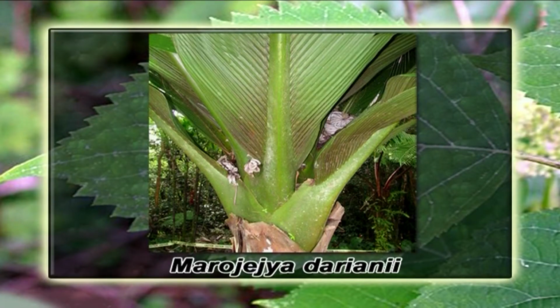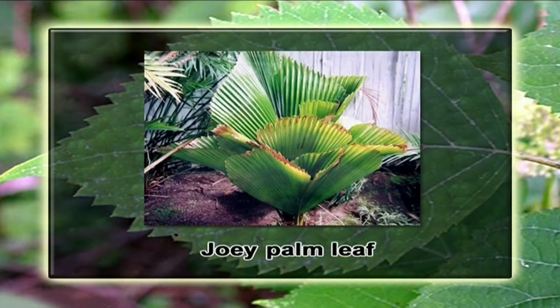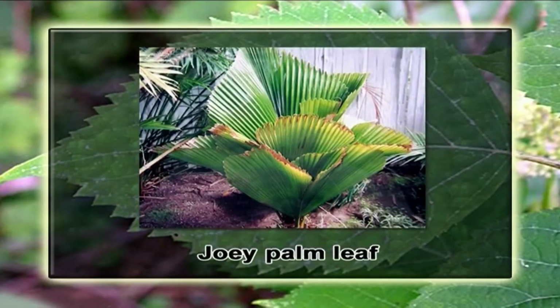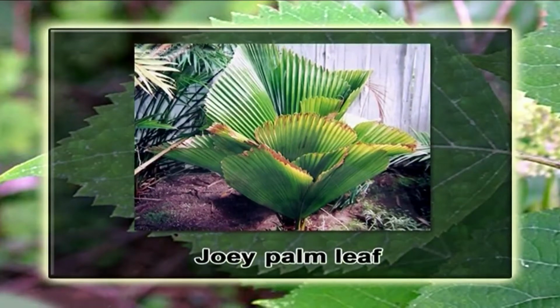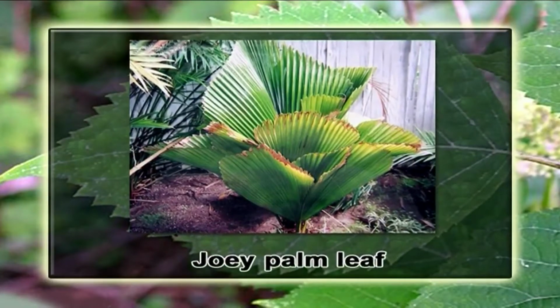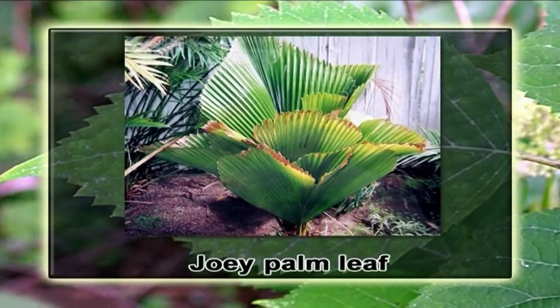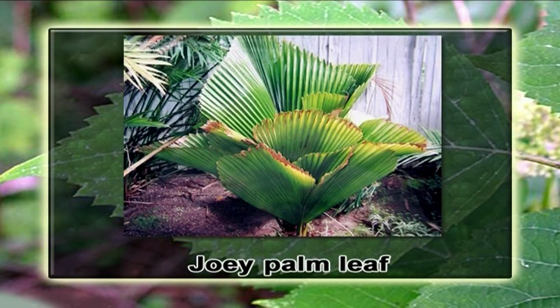Marojejia darianii is a palm native to Madagascar with a leaf up to 5 meters in length that's divided only once at the tip. And the geo palm, that is Johannesteijsmannia altifrons, a palm native to Thailand, has a leaf up to 4 meters long that is completely undivided.